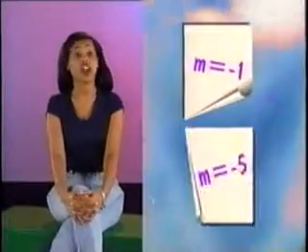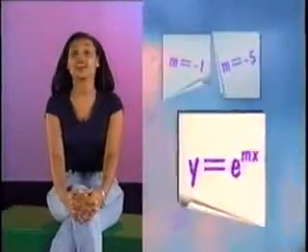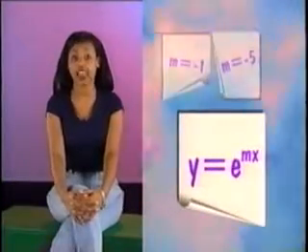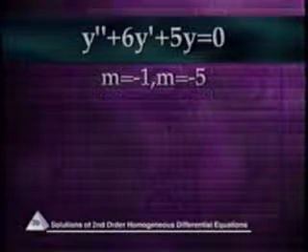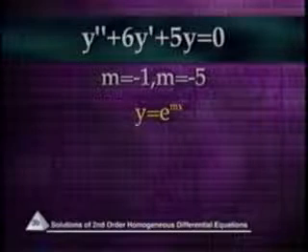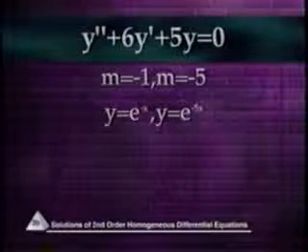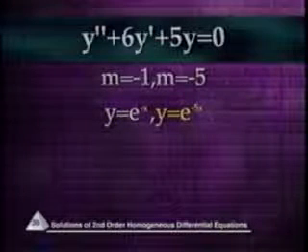So, now we got m values. What do we do with m values? Well, we plug them into our general form, y equals e to the mx. That's how we get our solutions to the second-order differential equation. Plugging the m values we just got, -1 and -5, into the form y equals e to the mx gives us the two solutions e to the -x and e to the -5x.